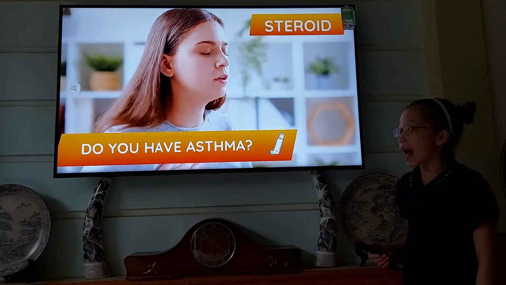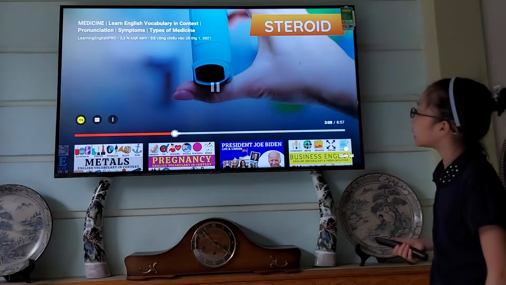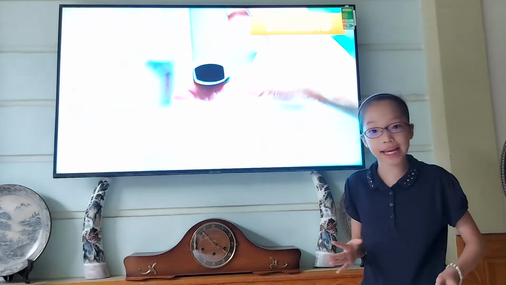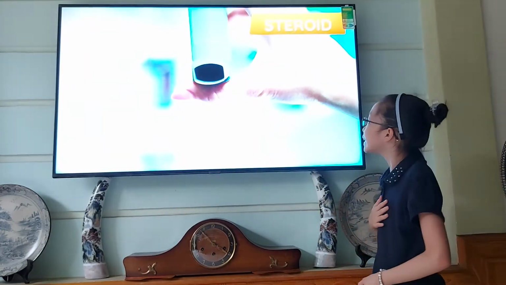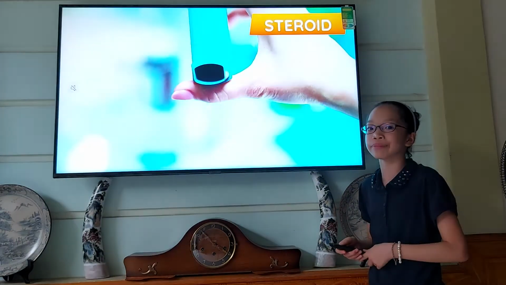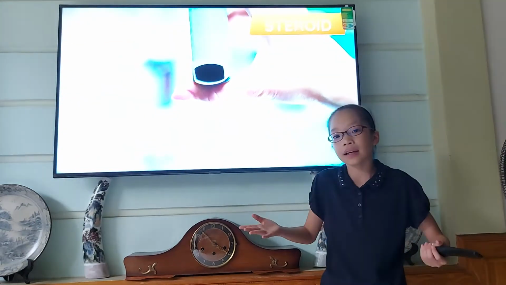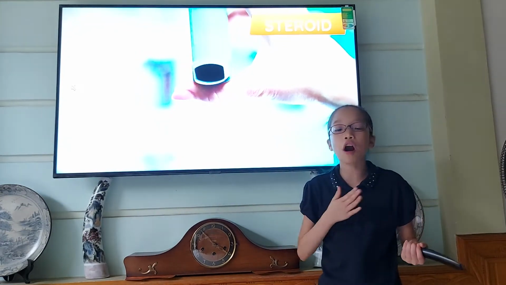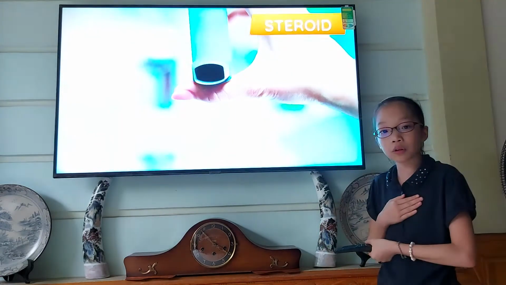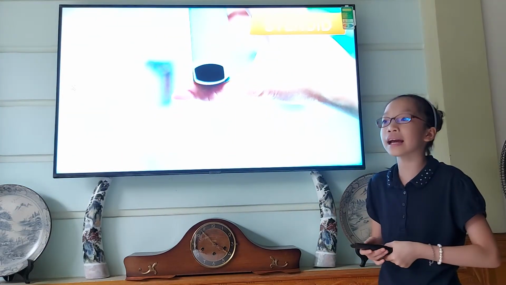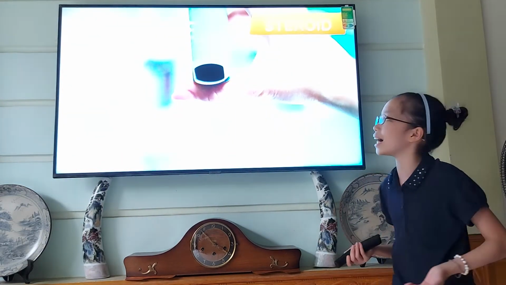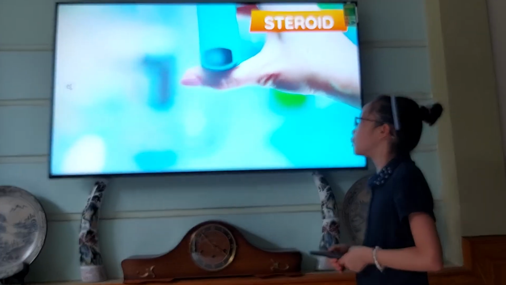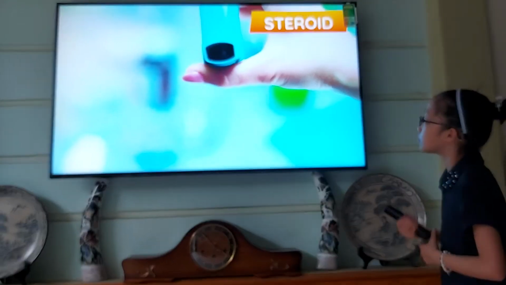Do you have asthma? If you have asthma, then here is a kind of medication that you should take. Steroid. It's really weird medicine. Simply, this medicine is to help you breathe because when you have asthma, sometimes it's hard to breathe. So you need a steroid to help you breathe. It's kind of like a breathing helper, some air to help you breathe in. So steroid.